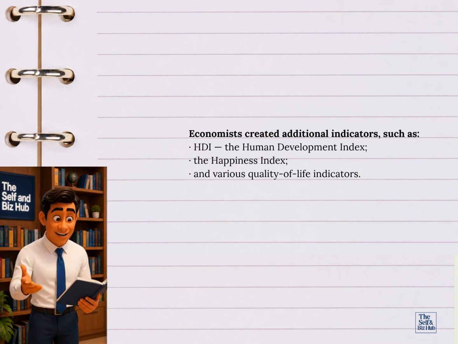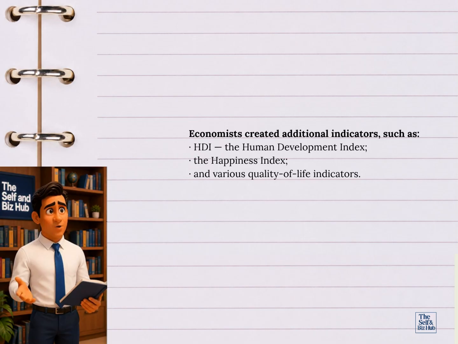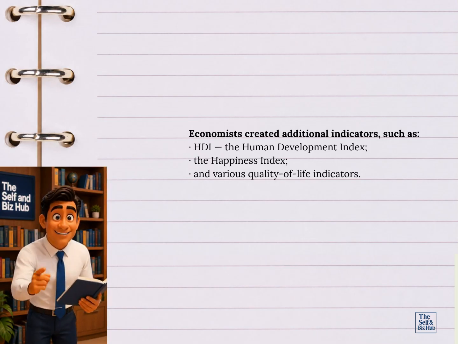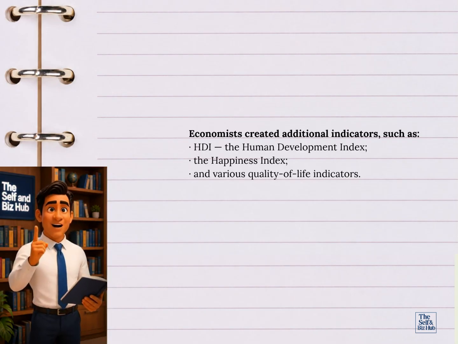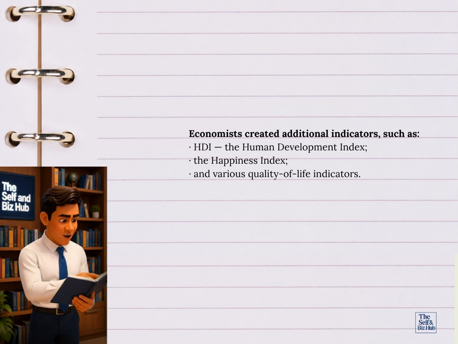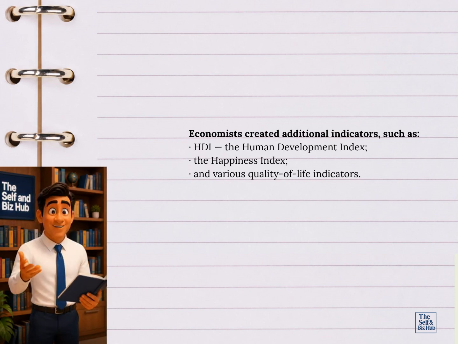That is why economists created additional indicators such as HDI, the Human Development Index, the Happiness Index, and various quality of life indicators. That is why modern economics analyzes not just one number, but an entire system of indicators.